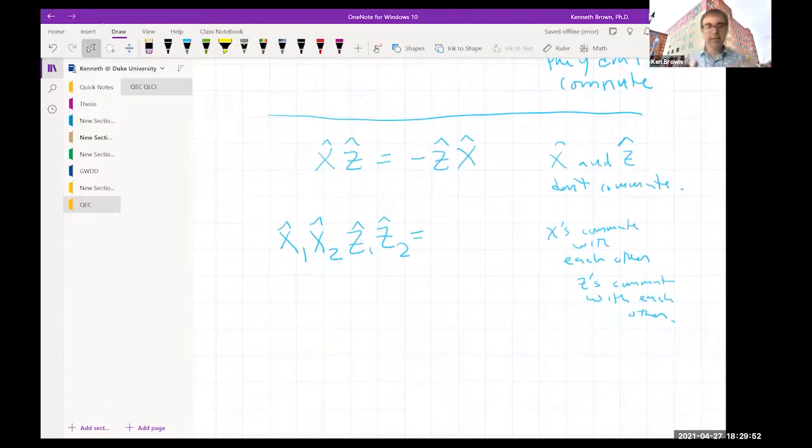And in this case, this question of support, right? X1 acts on qubit one, Z1 acts on qubit one, X2 acts on qubit two, Z2 acts on qubit two. So this is equal to minus Z1 X1, minus Z2 X2.